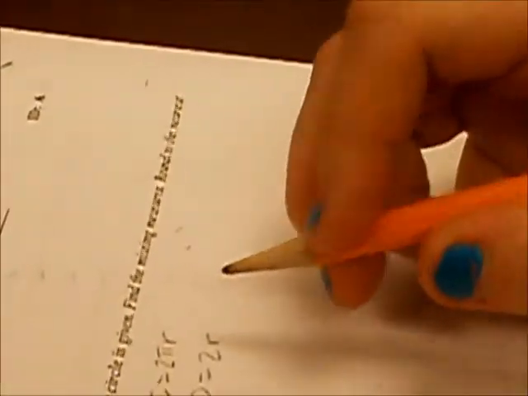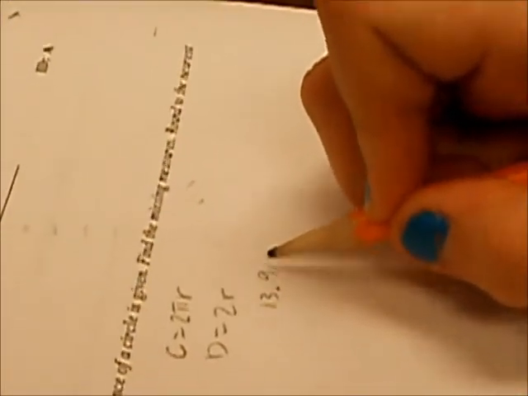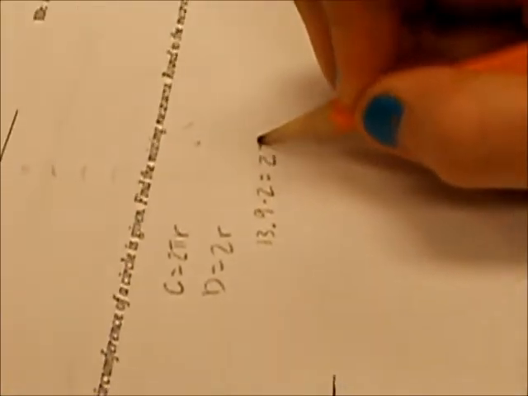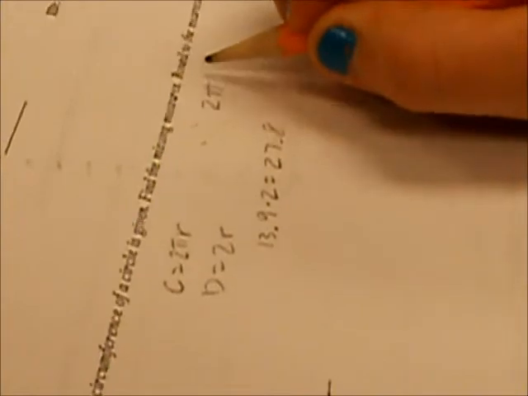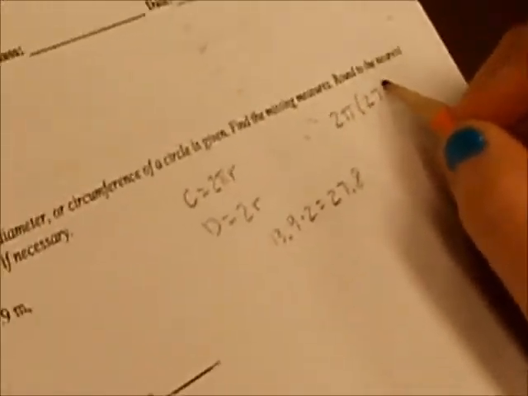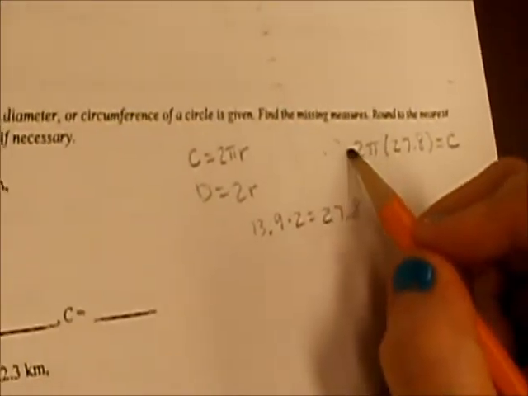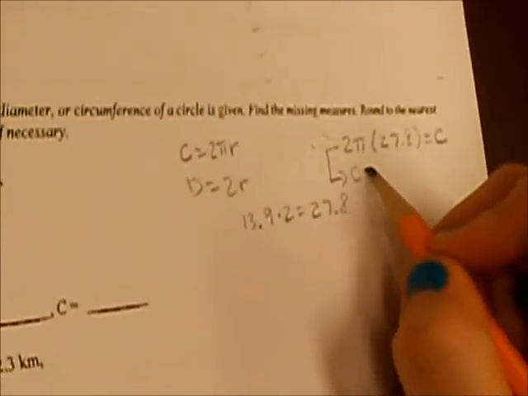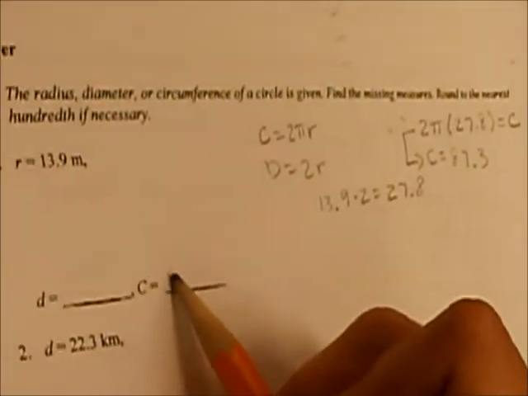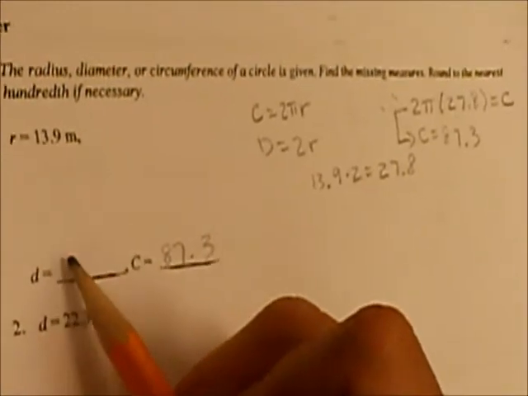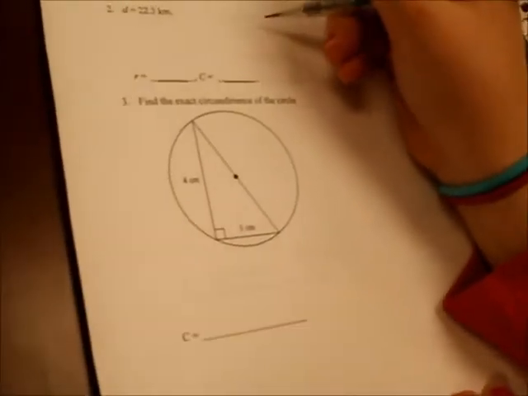So we have the radius given, which is 13.9, and to find the diameter, you take 13.9 times 2, and you get 27.8. And for the circumference, you have to take 2 times 27.8, and the pi is not supposed to be there. So doing that, which is 2 times 27.8, you get the circumference to equal 87.3 for your final answer. So your diameter is 27.8, and your circumference is 87.3.